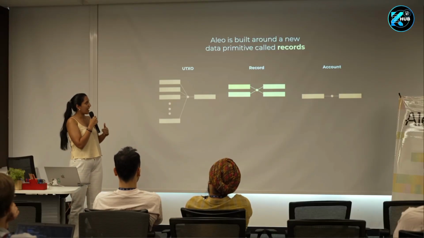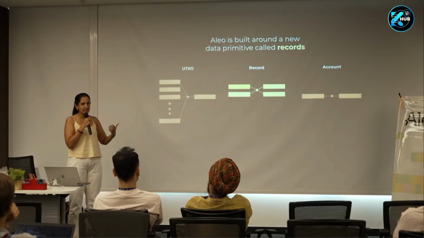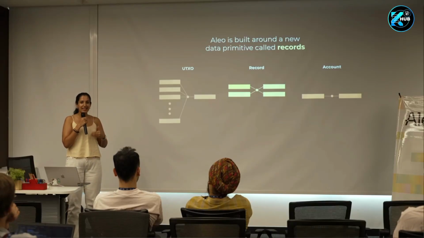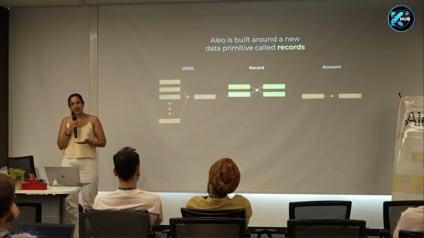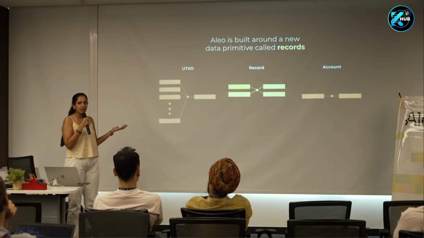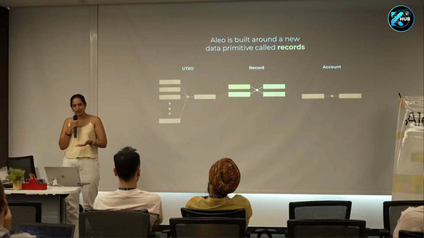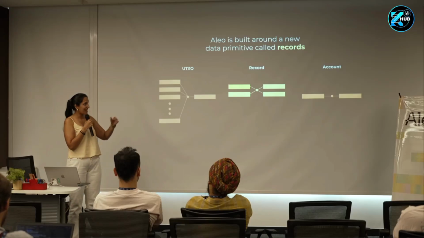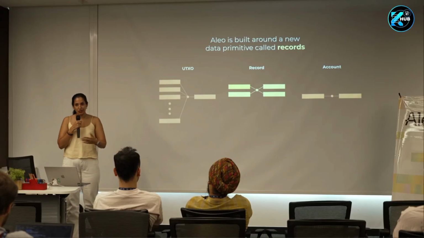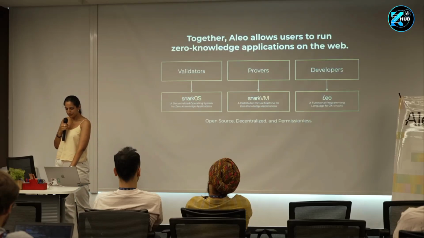So essentially, every time you are doing a transaction within the network, you are either consuming a record or you are creating a new record. And that's why the concept of transition is there. Transitions are meant to either create a record or consume a record. And that is the paradigm on which Aleo or Leo as a language works.